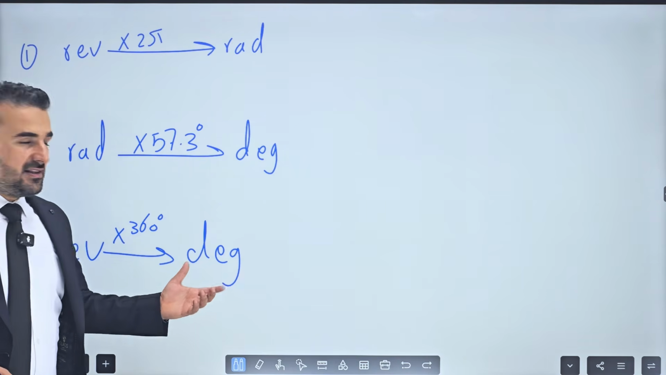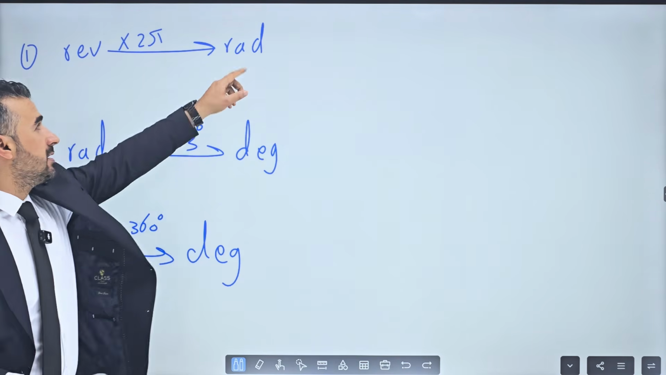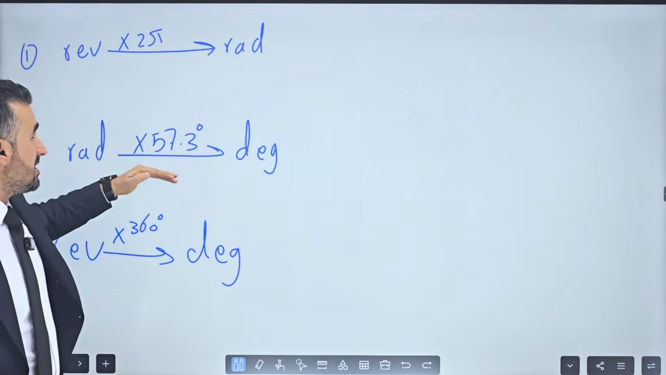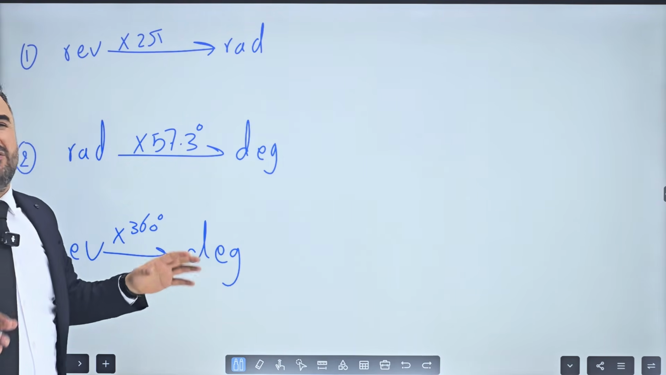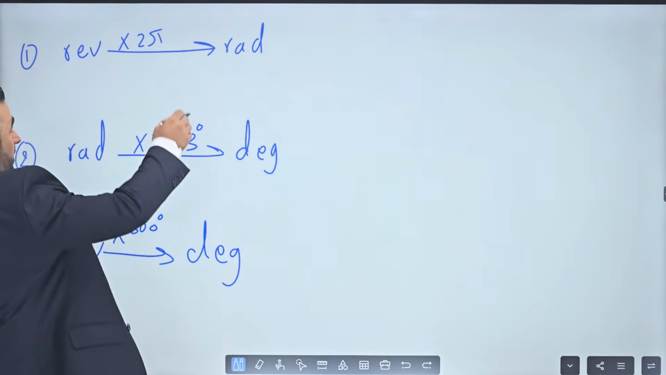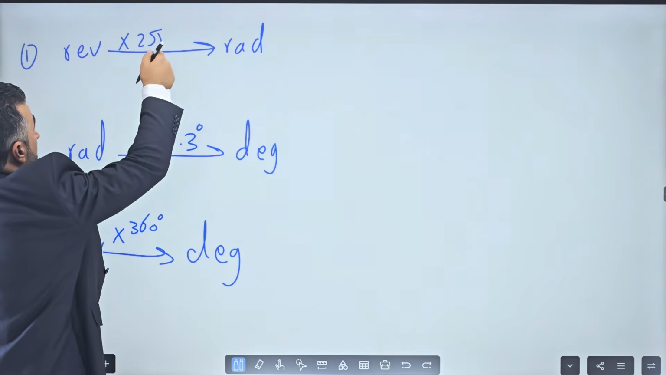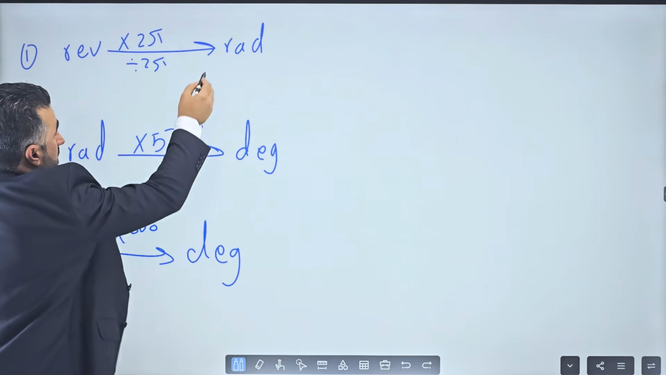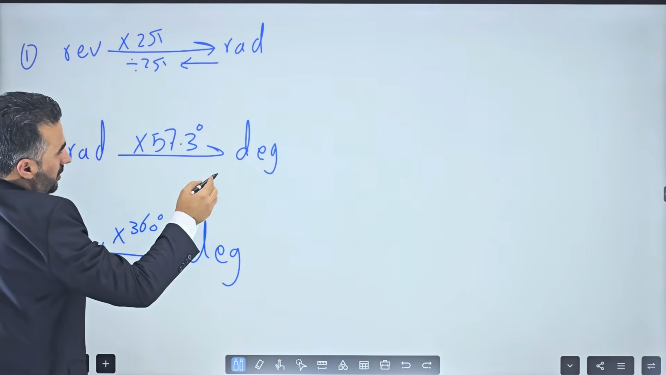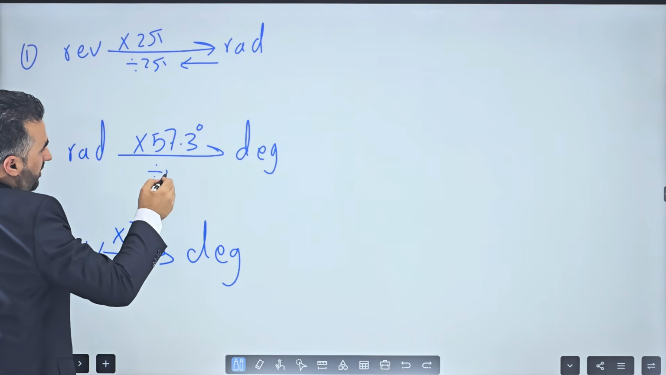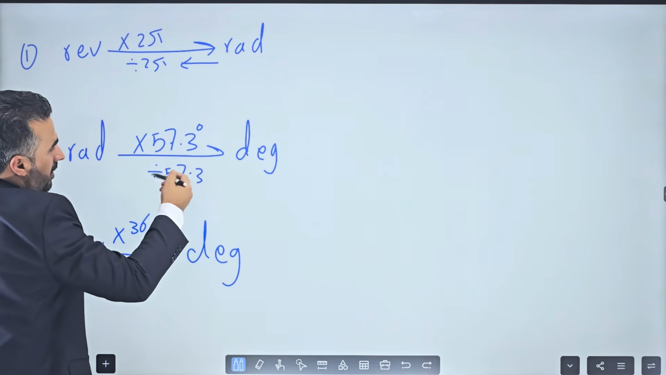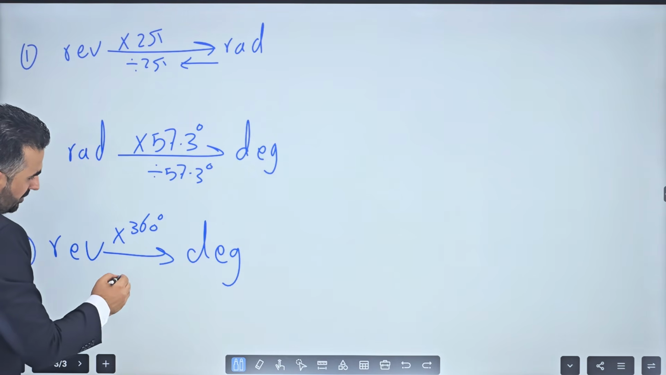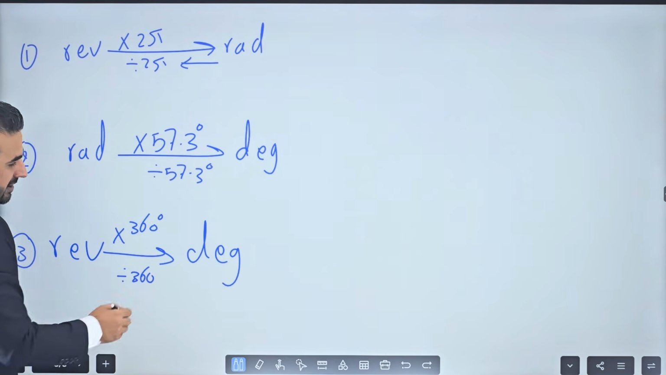Now at this point, you might wonder, what if I want to convert radian to revs? If you remember this, then doing the reverse would be very easy here. So if you want to convert radian to rev, instead of multiplying, you'll just divide by 2 pi. And if you want to convert degrees to radian, you will just divide by 57.3 degrees. And if you want to convert degrees to rev, you will just divide by 360 degrees.